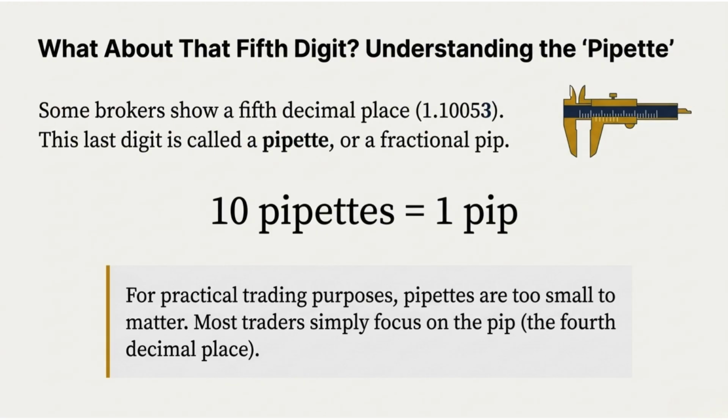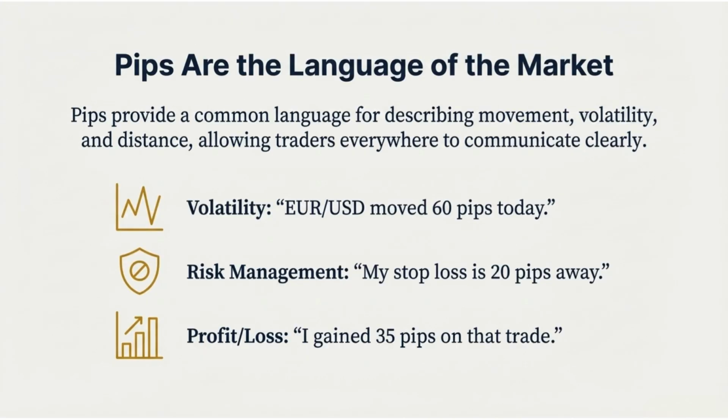Precisely. The pipette is essentially the noise below the signal. You want to focus on the core unit that defines the bulk of the market movement and, crucially, your risk management. Okay, so we know what a pip is mechanically. We've mastered the JPY exception, but let's just step back for a moment.